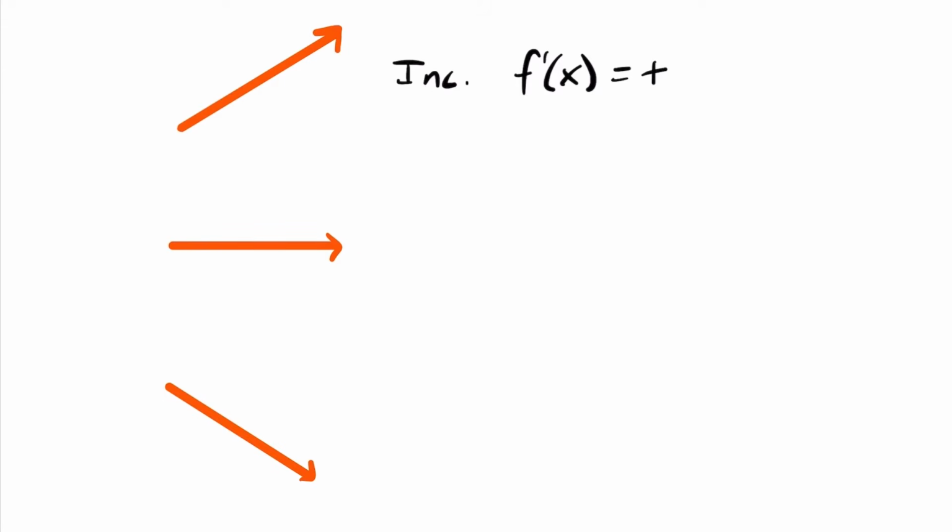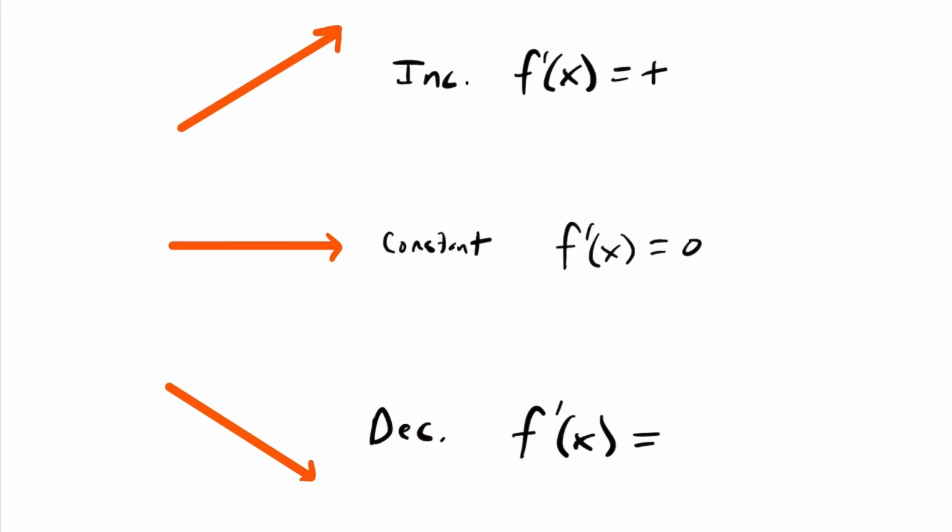If you have a straight line, then your function is going to be constant, and that means that the slope is 0, or that your first derivative would be equal to 0. And if you have a function where as you go from left to right, it is moving in the downward direction, then your function would be decreasing, and your first derivative, or your slope, would be negative. And so that was just a very brief overview of what the first derivative can tell us about a function.